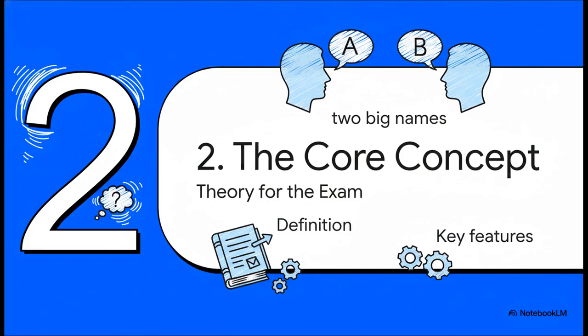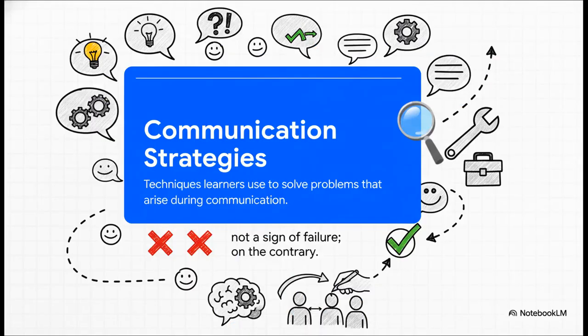All right, section 2, the core concept and theory. Now, this is where you want to grab your notebook, because for the exam, you've got to know the theory. We're going to break down exactly what these strategies are, their main features, and, this is super important, the 2 key names you have to drop in your answer. So here's the official definition you'll want to have in your back pocket.